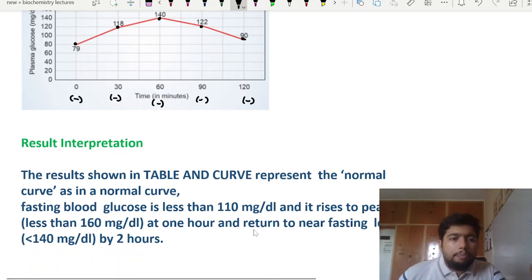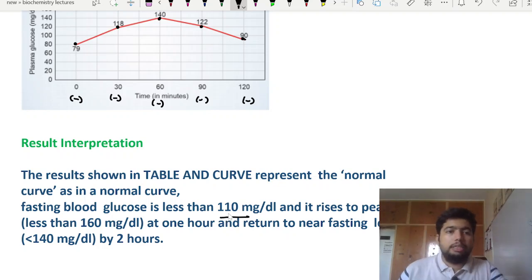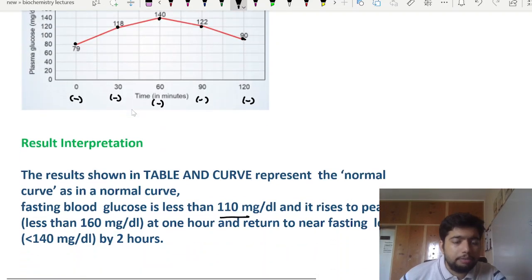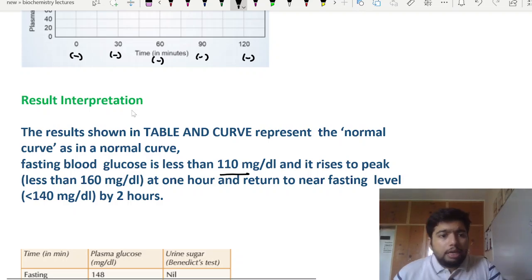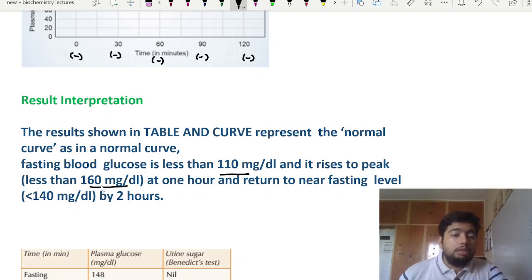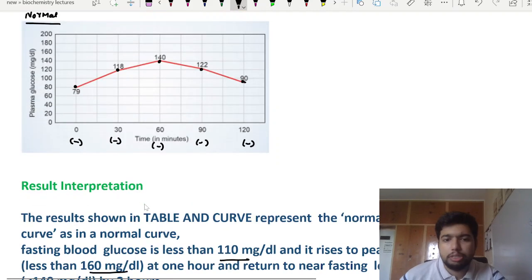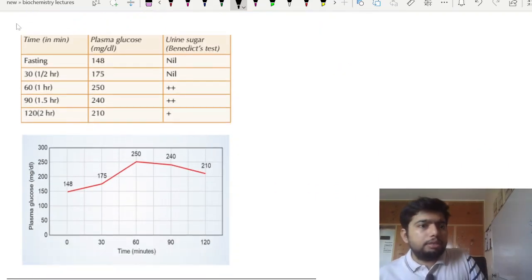So you can see the results shown in the table and the curve represent a normal curve. In a normal curve fasting blood glucose is less than 110 milligram per deciliter. You can see this fasting blood glucose is 79, so it is less than 110. It rises to a peak less than 160 at 1 hour and returns to near fasting level, that is less than 140 by 2 hours. Okay, so this is an absolutely normal graph. This is how you can identify the normal graph. Okay, this is the end of our first example. Now next we will see the second example.